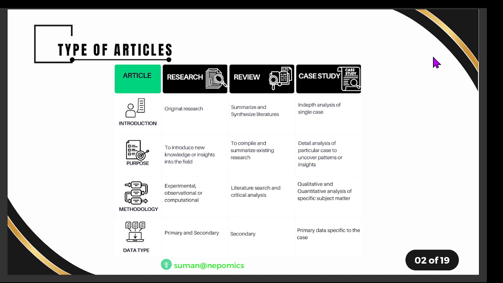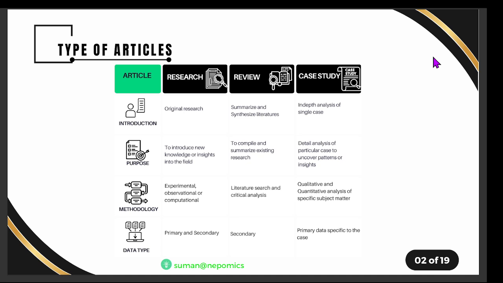In comparison to the research article, there is another article called a review article. Review means it summarizes whatever has been done, the different articles or different research work. They summarize the different things that have already been done, and based on that they can synthesize the literature and give their own point of view as well. That is called a review article.